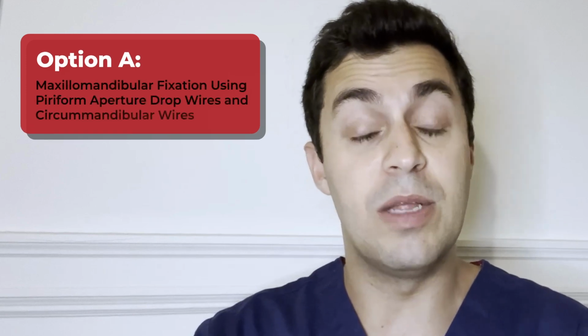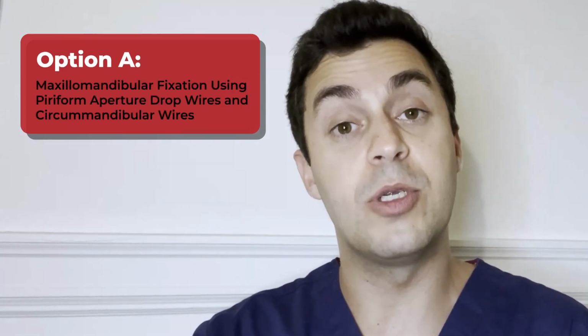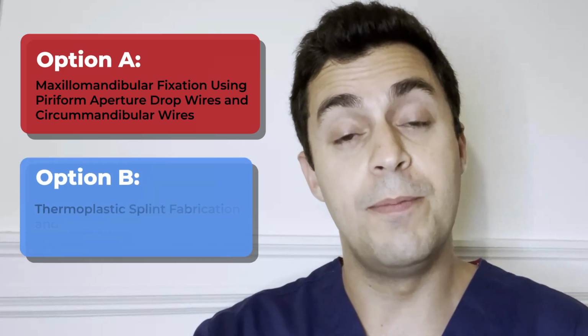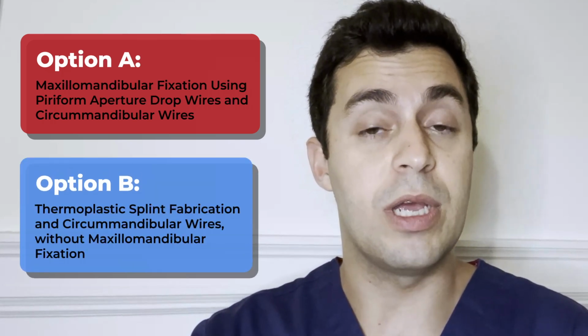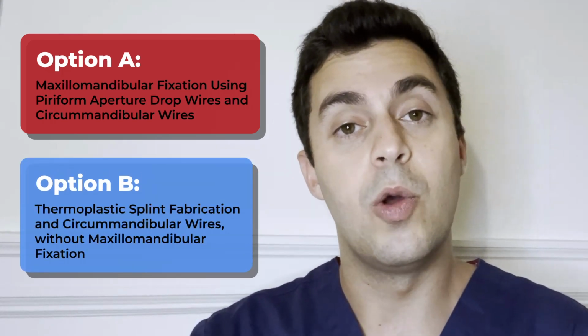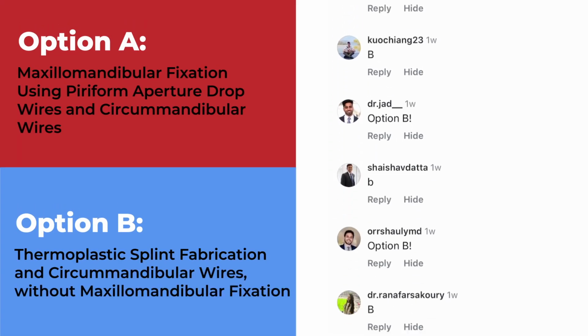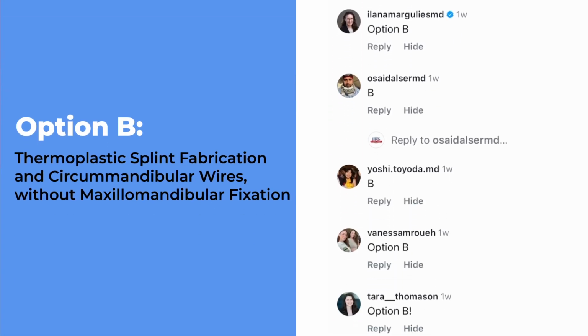Option A, maxillomandibular fixation using piriform aperture drop wires and circummandibular wires. Option B, thermoplastic splint fabrication and circummandibular wires without maxillomandibular fixation. The votes are in, and you chose B.